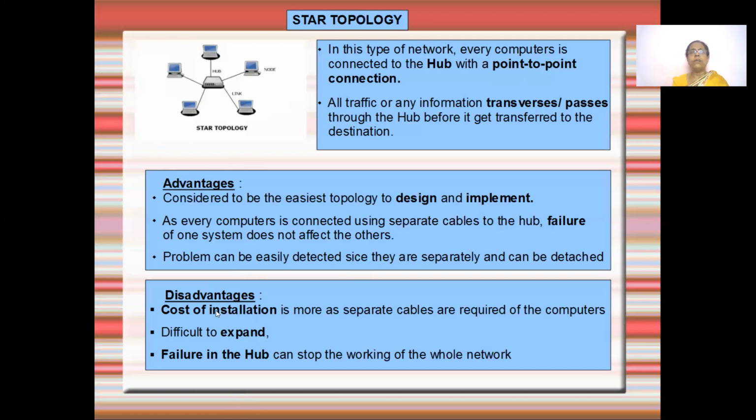And it would be difficult for dividing the signals. And if the hub fails, if it gets a problem, the whole thing stops working because all are dependent on the central unit, that's the hub.